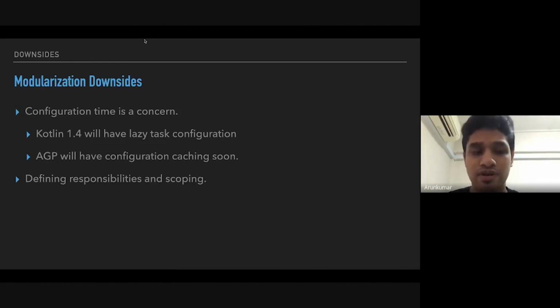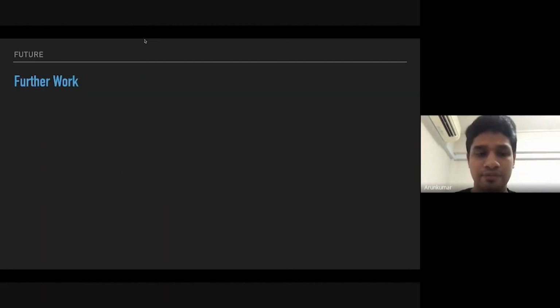There are a couple of improvements being planned. Kotlin 1.4 will implement something called lazy task configuration, where, for example, if you do assemble debug, only tasks required for assemble debug will be configured. The rest of the tasks will not be configured at all. So it'll possibly save some time. Then we have something called configuration caching, which is going to be part of AGP soon. I think it is in Canary right now, but I'm not sure when it is getting stable. Then there is the general question of how to define responsibilities and scoping. You'll have to invest a bit of time to define responsibilities of each module and stuff like that. So that is a downside.